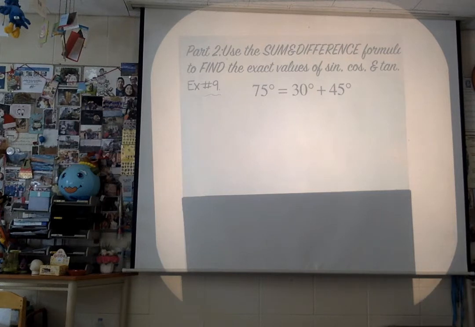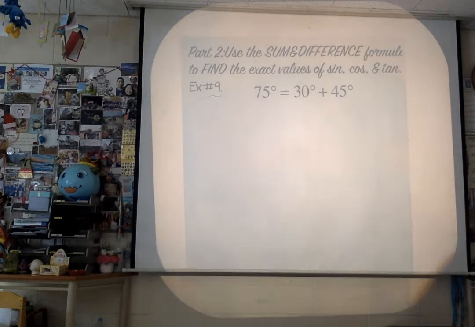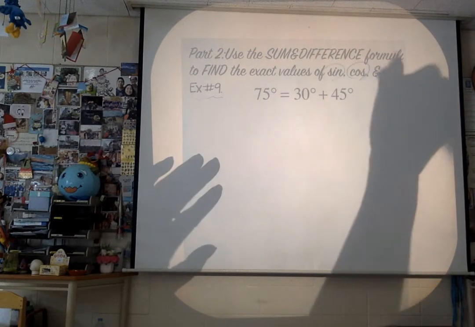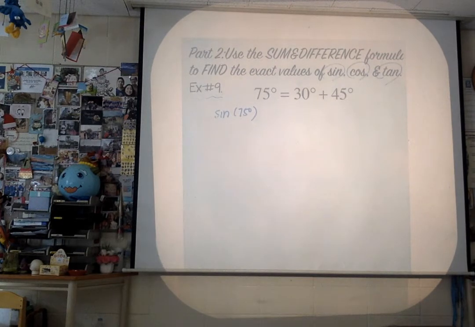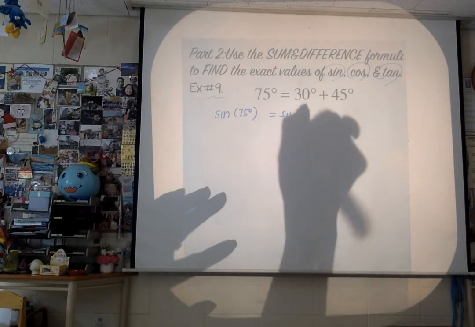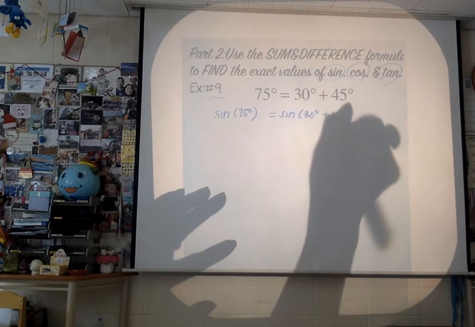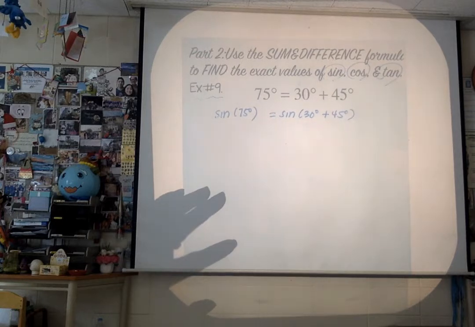75 degrees is equal to 30 degrees plus 45. So what are we gonna do with this? Let's find the sine, cosine, and tan. We're going to go sine of 75 degrees. But normally we don't know this, right? That's why we have to use this. Rewrite it: sine of 30 degrees plus 45. That's the sum and difference formula.